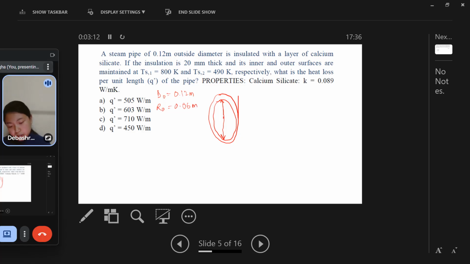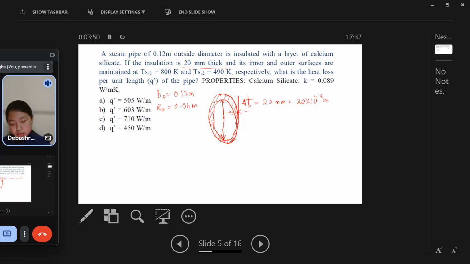So this is insulated by a layer of calcium silicate, and this insulation is 20 millimeter thick. Delta t is given as 20. This is small t, I mean, this is not temperature, it is thickness: 20 millimeter, which is equal to 20 into 10 to the power minus 3 meter.